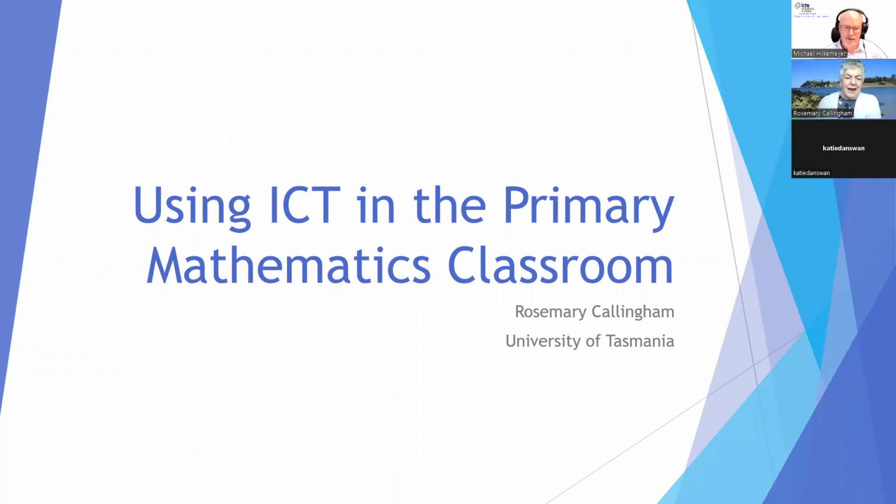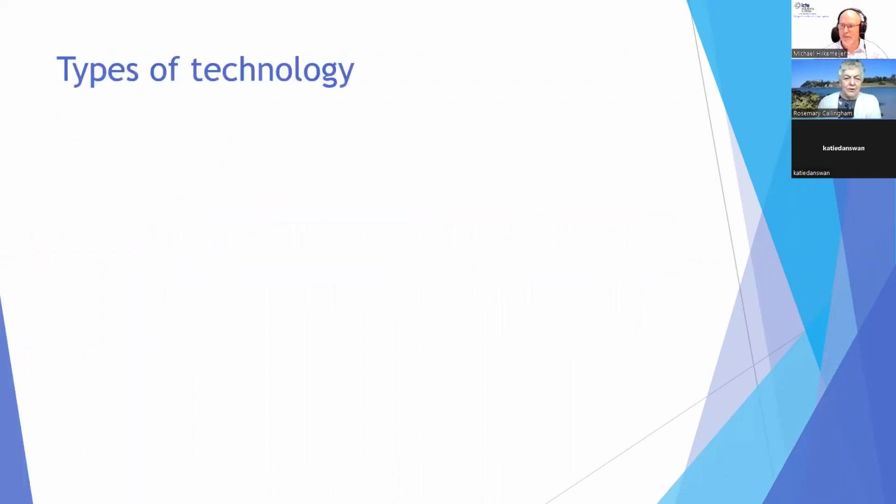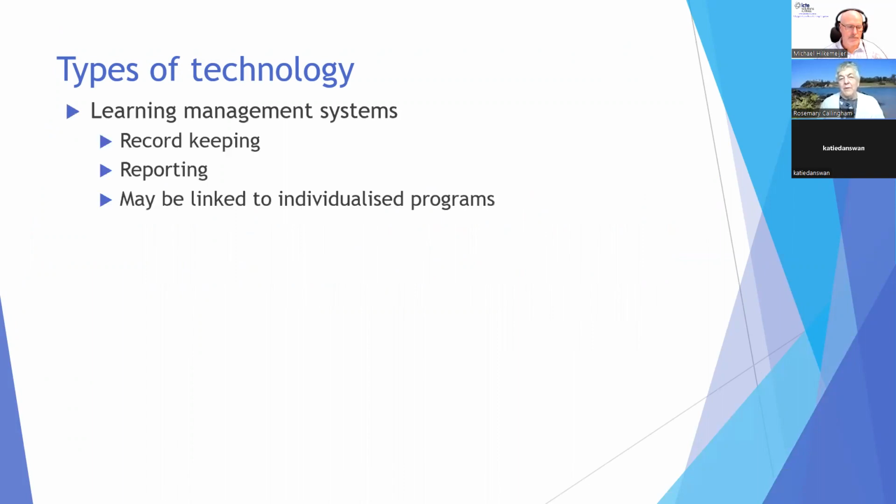Primary schools now are really technology rich. There's a whole range of technologies being used for different purposes. Most schools, I would say, have some form of learning management system. They use them for record keeping, for reporting, for allowing parents to see what the students are doing, all sorts of uses. And often these are linked to individualized programs.